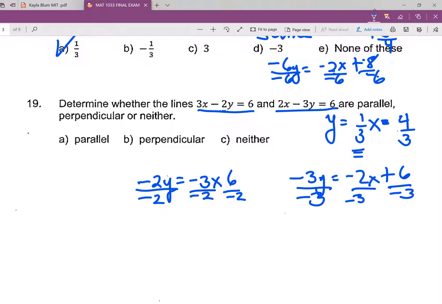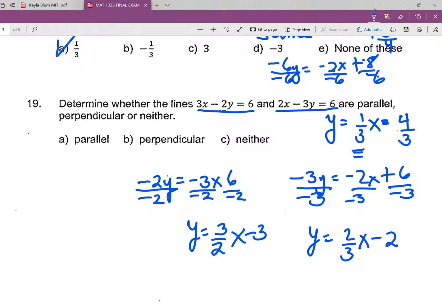So this will cancel, leaving me y equals 3 over 2 x minus 3. And over here, this will cancel. This will leave me y equals 2/3 x minus 2. You notice the slopes are opposite, but let's see. For 19, the answer would be neither.